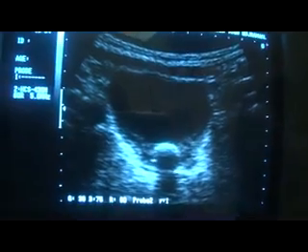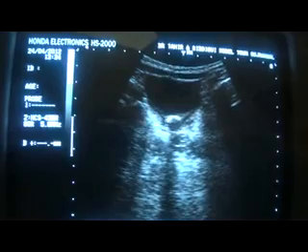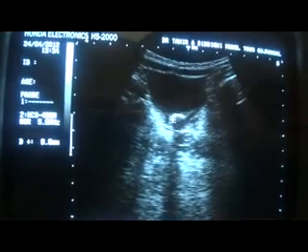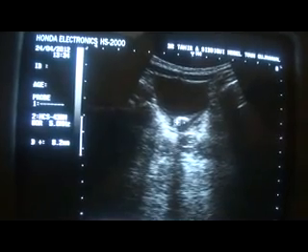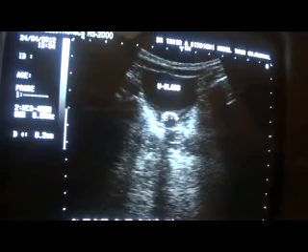Along with this calculus, you see there is debris within the urinary bladder that is layered out with the posterior wall, which can be bleed or pus. These are the echoes. This is the urinary bladder, anterior wall, lateral wall, and this is the posterior wall of the urinary bladder, in which you see an echogenic area settle down, which is debris, can be pus, can be bleed.